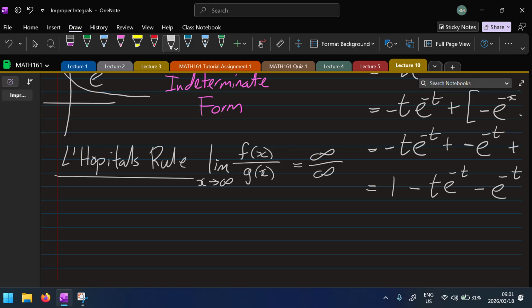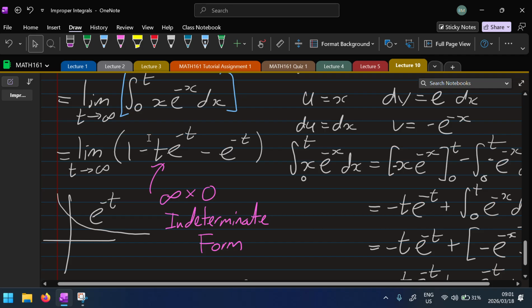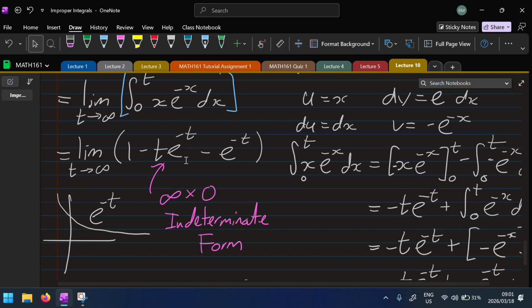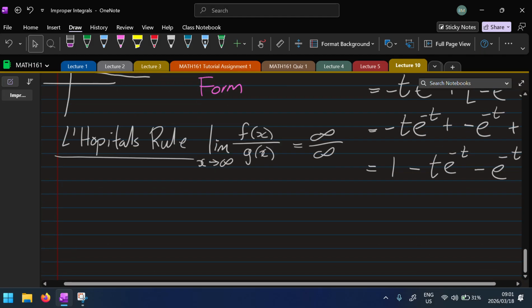Yeah, I can't reteach all of L'Hopital's rule. I have to start somewhere. So we have something like this. You do the limit. We have infinity at the top, infinity at the bottom. Then we can do L'Hopital's rule. But over here, we've got infinity times 0. That's not going to work. So what we need to do is rearrange this so we get infinity over infinity. Then we can do L'Hopital's rule.